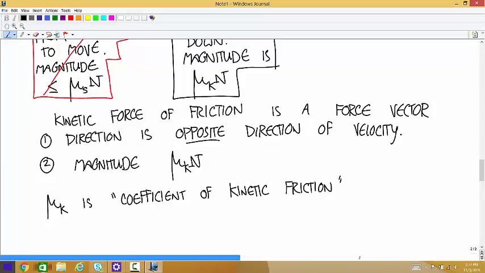And it's something that you just look up for the two materials that are in contact, that are sliding against each other. So you can just Google coefficient of sliding friction for wood and steel or something, and it'll just give you a value for this. Or you can look up the coefficient of sliding friction for ice and rubber or something. And for every pair of materials, there's just a different value for that.